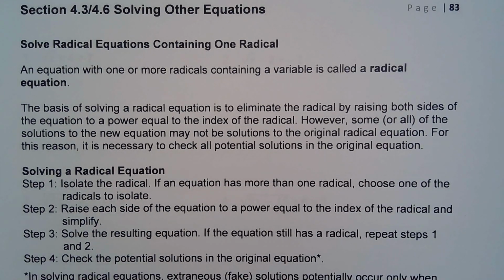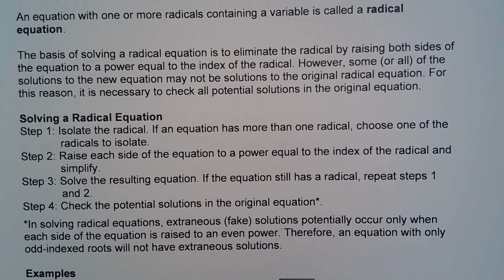So our steps are to first isolate the radical, in other words, get it by itself. If an equation has more than one radical, choose one of the radicals to isolate. Then you're going to raise each side of the equation to the power equal to the index of the radical and simplify. Solve the resulting equation. If your equation still has a radical, you're going to repeat steps 1 and 2. And then check potential solutions in the original equation.